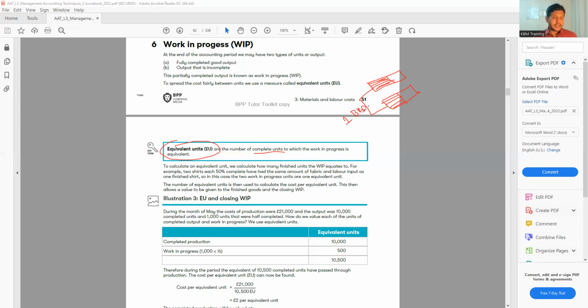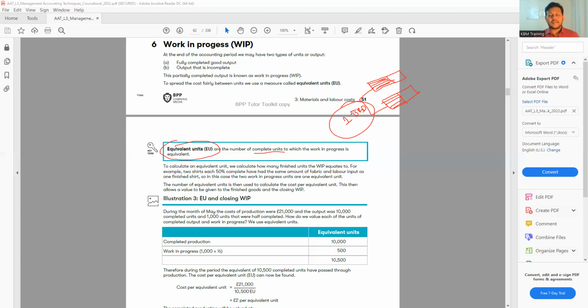So when two breads are half complete, 50% and 50%, I can say it is equal to one complete bread. This is called equivalent unit. So how many units do I have? Some units are work in progress, like on the machine, and some of the product is 50% complete, some is 40% complete, some is 30% complete. So we need to see, if we make it equivalent, how much it is equal to the complete unit.